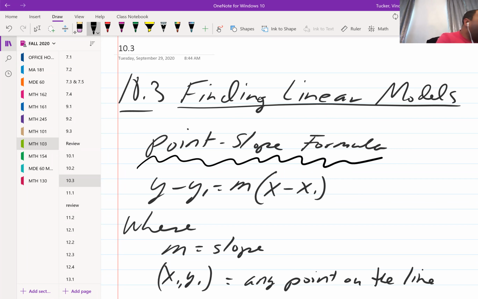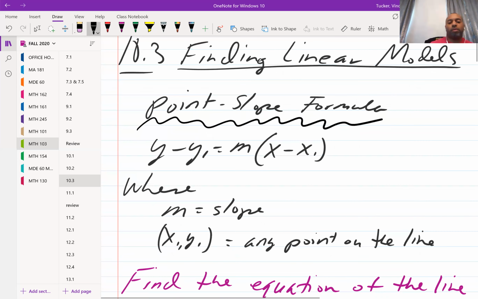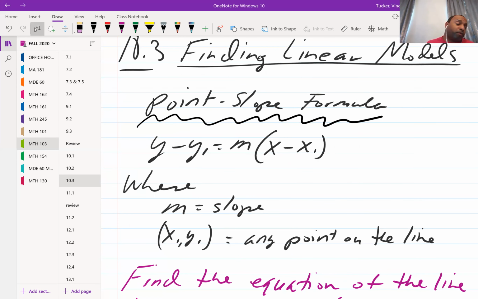So we're looking at our point slope formula. And it's going to be y minus y1 equal to m times x minus x1, where your slope is m, like we talked about before. X1, y1 is just any point on the line.